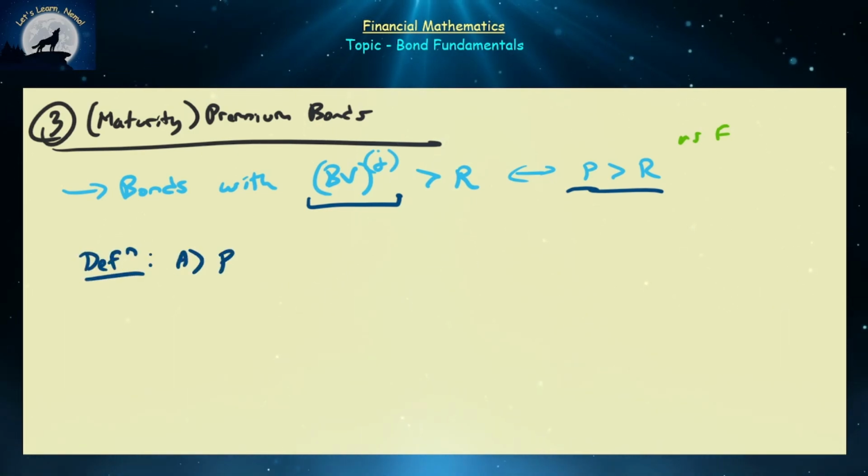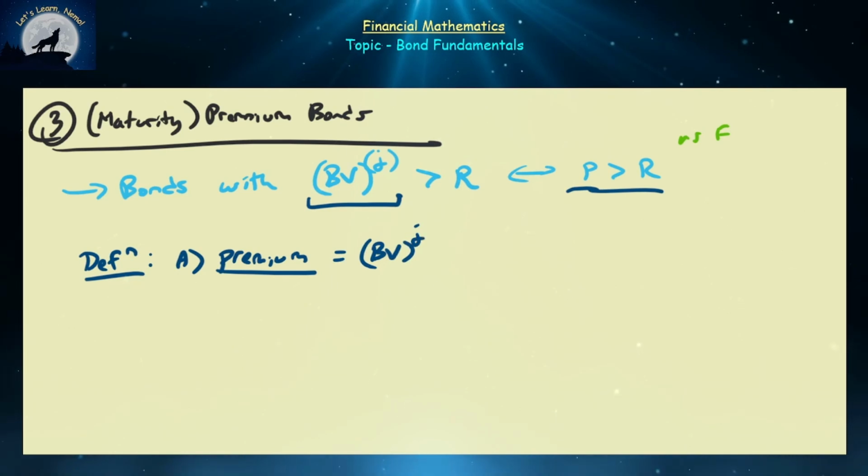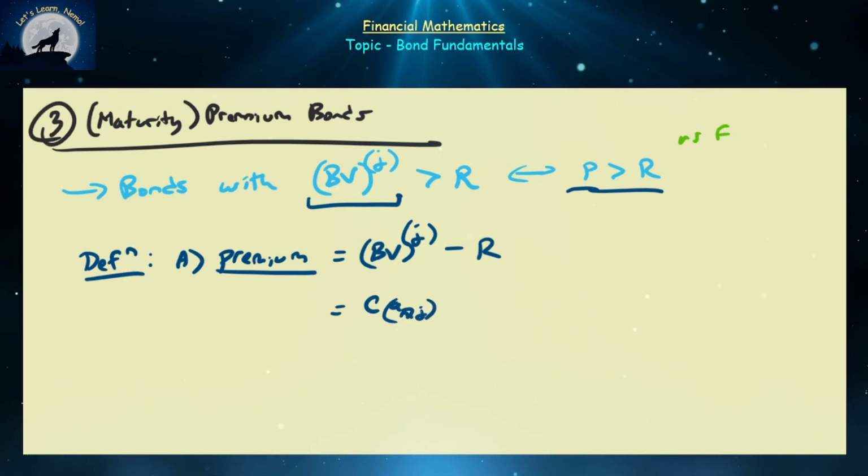So once we have a maturity premium bond, then we can start defining a couple concepts. The first concept that we're going to define is the premium. So the premium will just be equal to BVJ, aka P, minus R, right? Because if BVJ is bigger than R, that means BVJ minus R should be a positive number. And what is that going to be? So that's going to be equal to C a angle n at J plus R nu J to the n minus R, generally speaking.